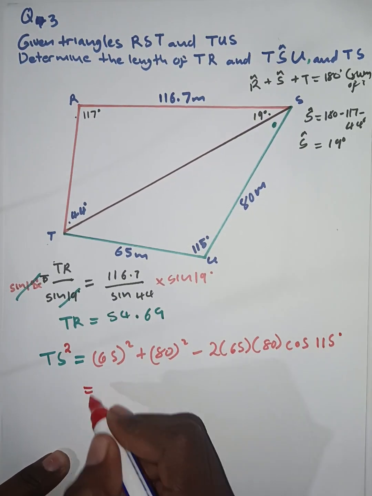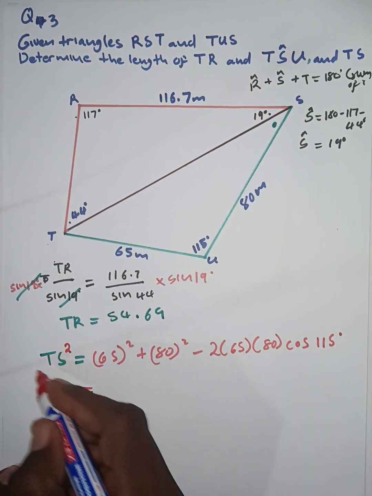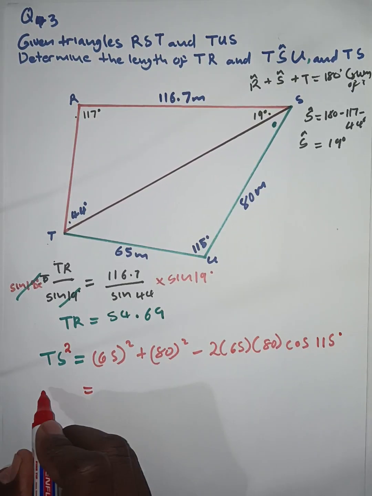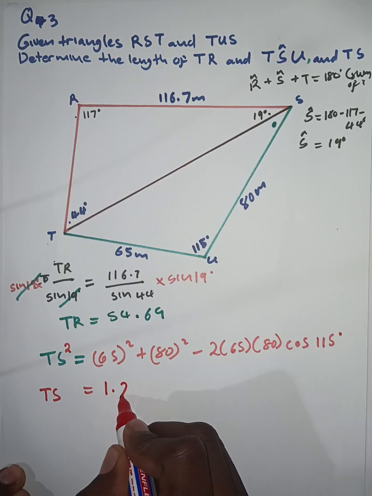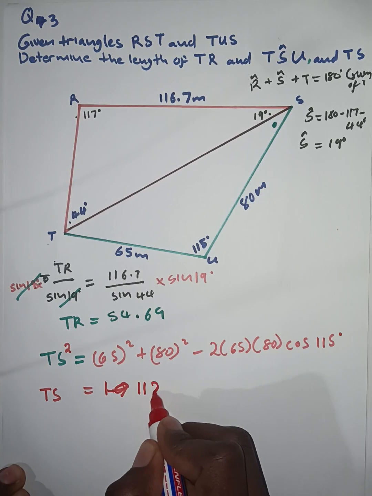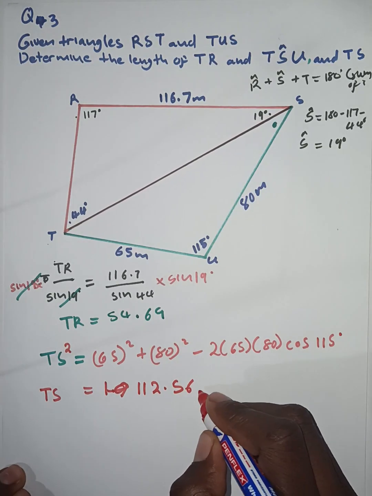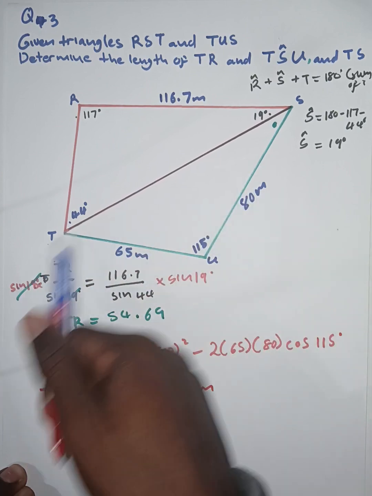So again, to find that side, I'm just going to put all of that under the square root. So TS would actually be 122.56 meters. So that would be that length there, which is TS.